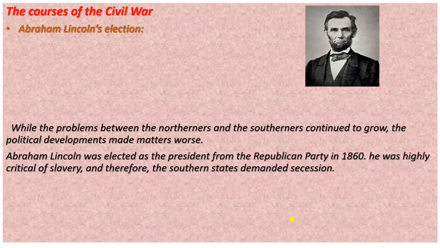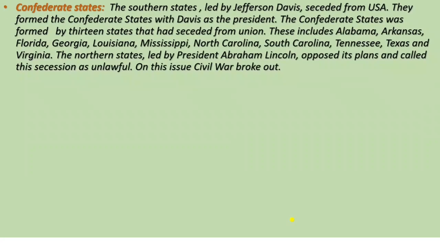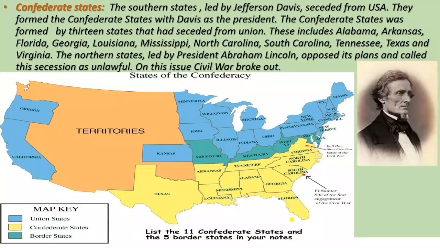And therefore, the southern states demanded secession from the United States of America, or the Union. Okay. The next point is Confederate States. The Confederate States, or Confederacy, was an unorganized republic that fought against the United States during the American Civil War. The Confederacy was established by several southern slave states that seceded from the Union, and it comprised 11 states.